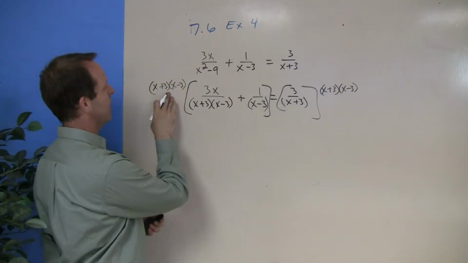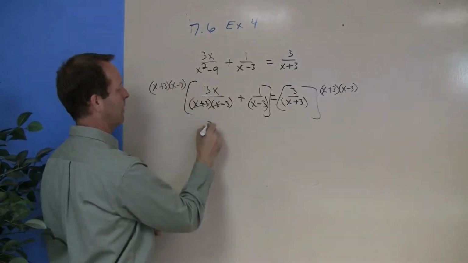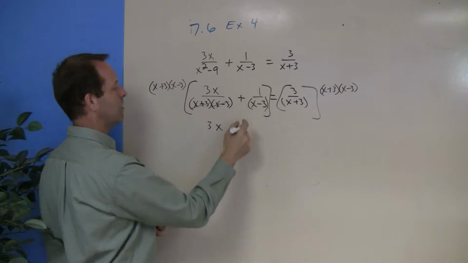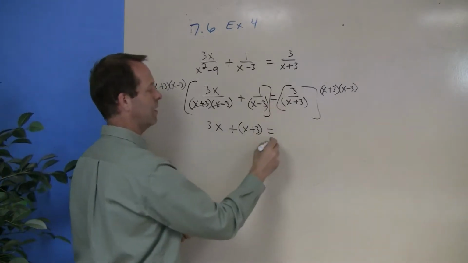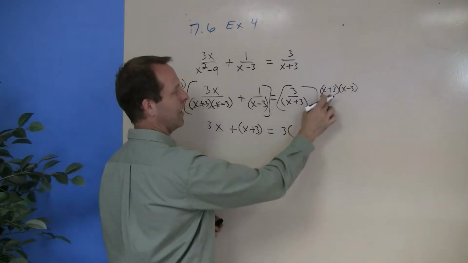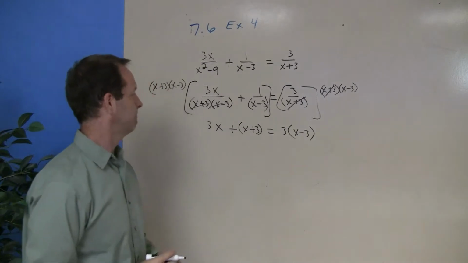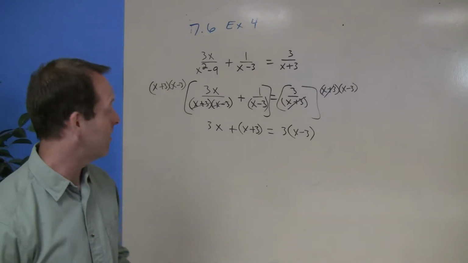Alright, x plus 3 times x minus 3 times this first term. Those cancel out with that, so I'm left with a 3x. The second term, the x minus 3's cancel. I'm left with an x plus a 3 equals a 3. X plus 3 cancels out with that x plus 3. Going through it, just a little bit of work there cleared the problem up.